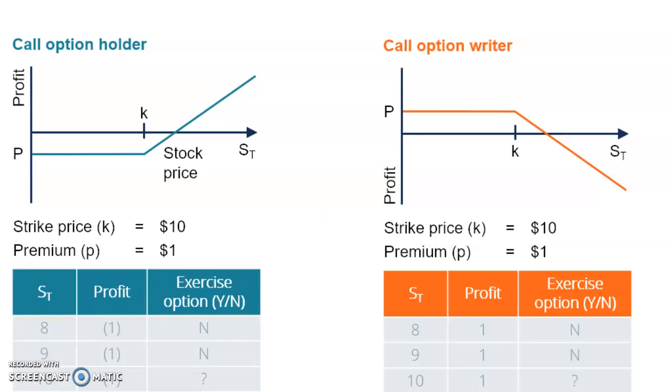Even here it is represented, in the tabular column below: the stock, profit and exercise option. We will be exercising the option only if the stock price is more than the strike price. Otherwise there is no use in exercising the option, because we can buy the underlying cheaper in the market if the stock price is way below the strike price.